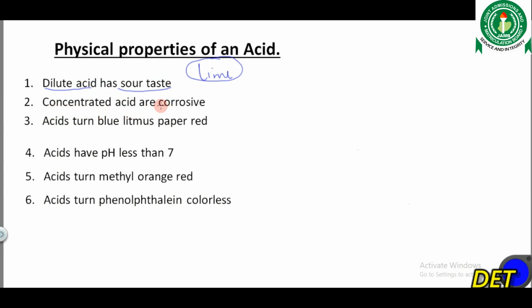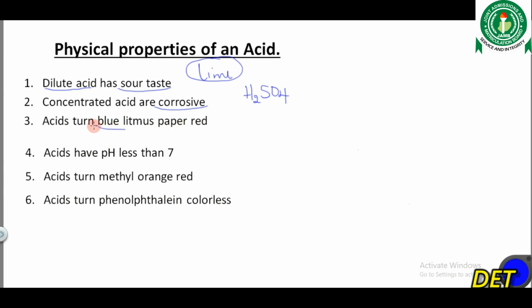Then concentrated acids are corrosive. If you pour a concentrated acid, for example, concentrated tetraoxophosphate(V) acid, on a paper, it will eat it up. It will burn it off. Because of that corrosiveness, concentrated acids are what? Corrosive.